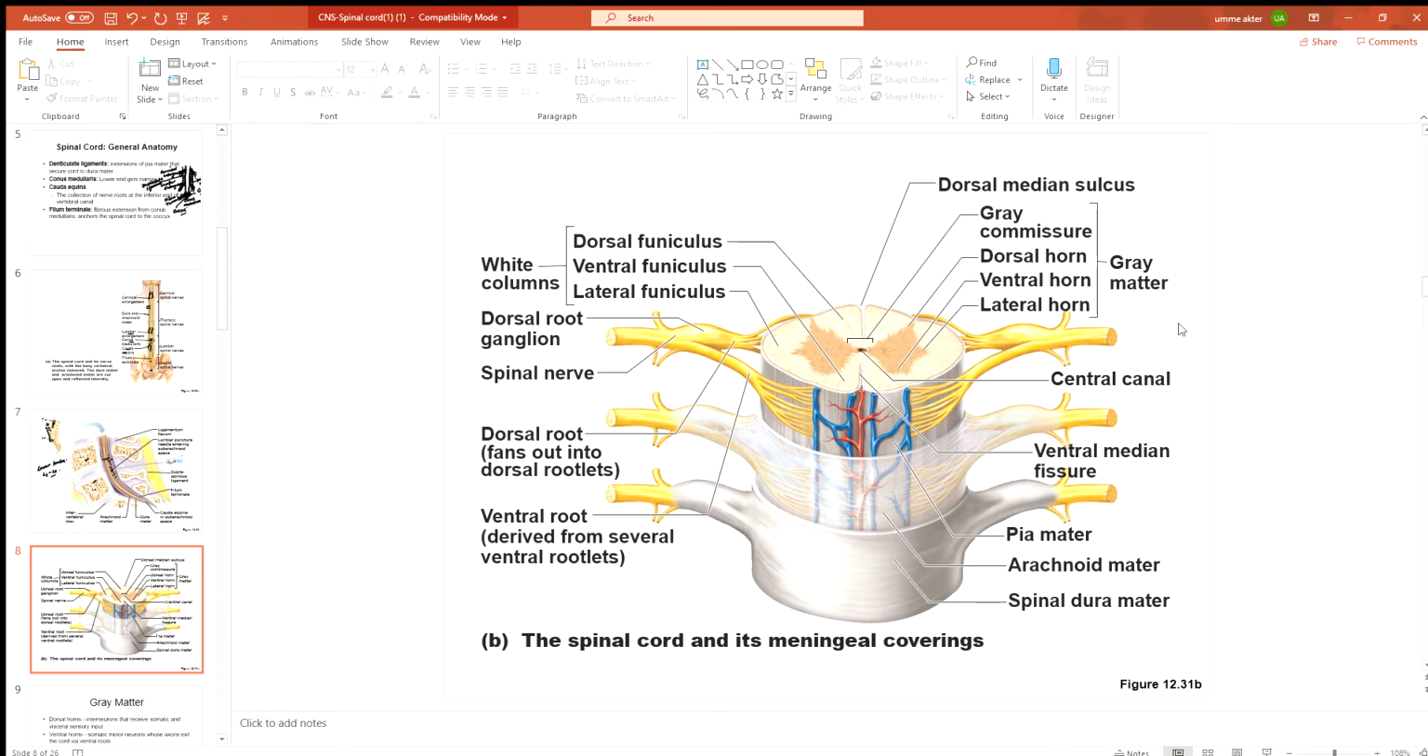The formation of the spinal nerve. This is a cross section of the spinal cord, and these are the spinal nerves. So what happens, the spinal nerves are present on both sides of the spinal cord, and let me show you here. This is a cross section of the spinal cord.